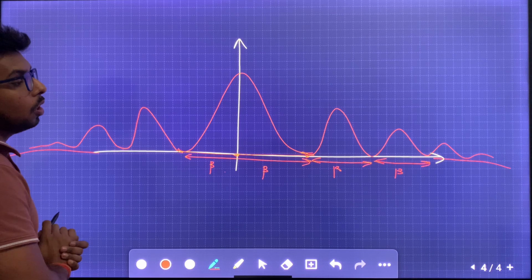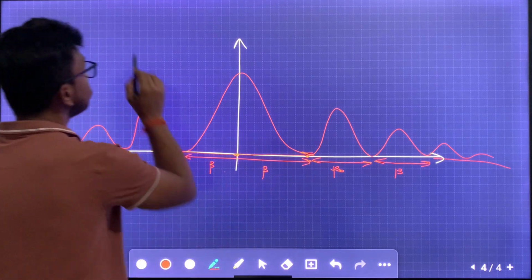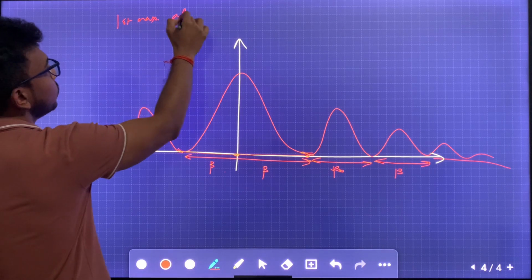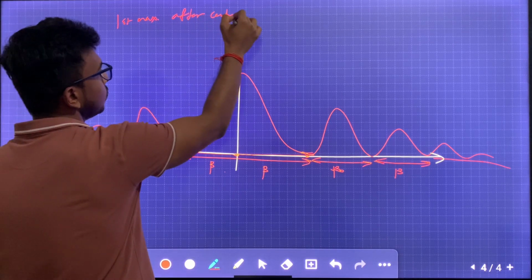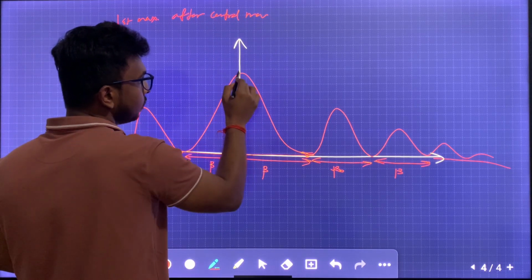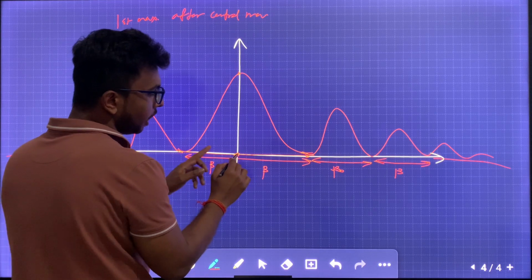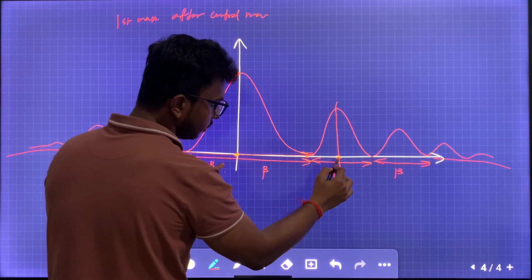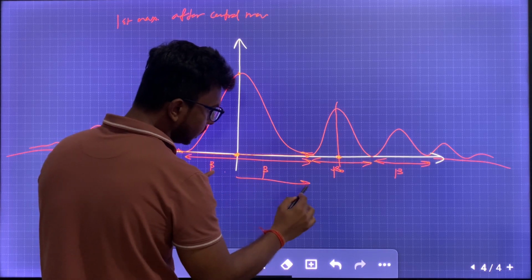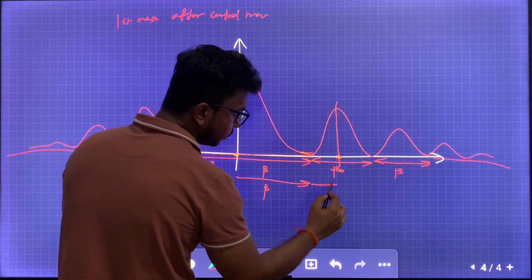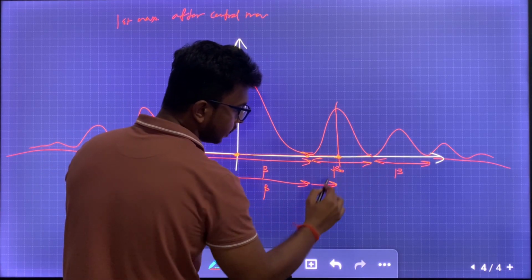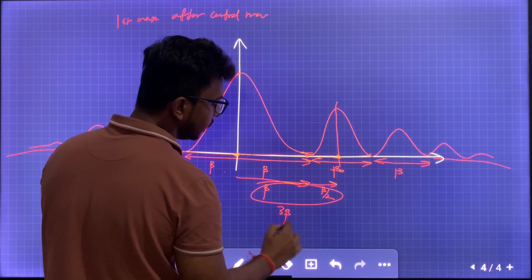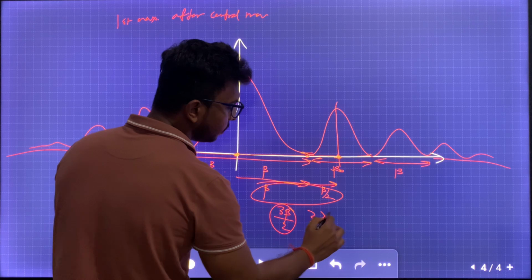Now, if they ask you, what is the location of the first maxima after central maxima? This is the central maxima. First maxima after central maxima. So, this they want. They want this location. This much is beta. This much is half beta because the total is beta. So, beta by 2. So, what is the location of the first maxima? 3 beta by 2. That is 3 lambda L by W.